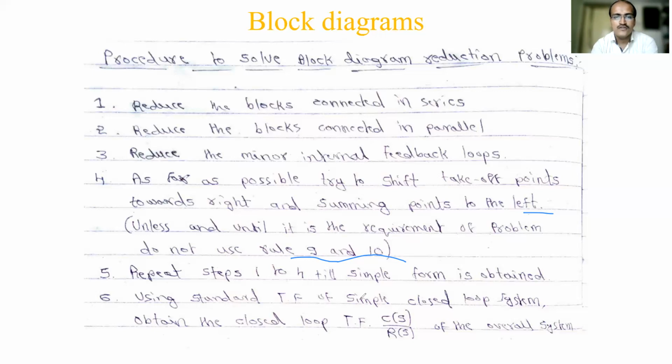Next step, what you have to do? Use the standard transfer function of the simple closed loop system. The same formula, G divided by 1 plus GH, I told. Using that, we'll write the final transfer function, that is the overall system transfer function or closed loop transfer function, C of S by R of S of the overall system. So this is the step we'll be following, and the 8 different block diagram reduction rules we'll be using to do the reduction. Let us see one problem today, and the remaining problems you can see in the next classes.